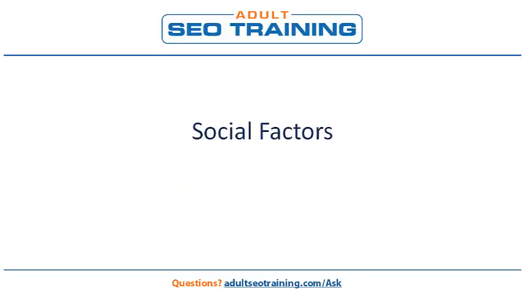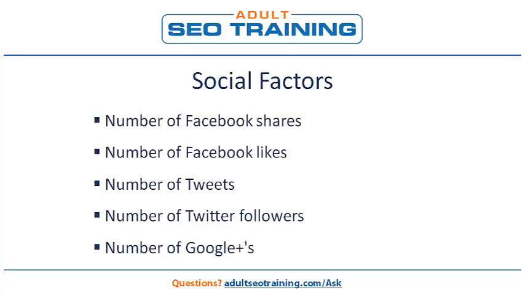And finally, the last adult SEO ranking factor that I'm going to talk about today are the social ranking factors. Now, these are the factors relating to social media, and they're becoming increasingly more important for SEO. Now, I don't think they're as important for adult as they are for mainstream yet, but they should still be considered as an important ranking factor.